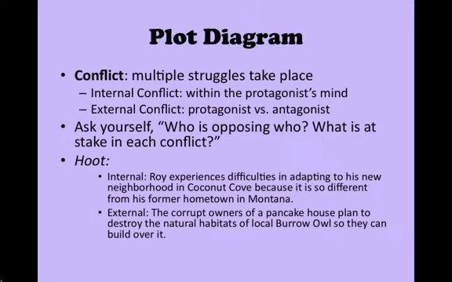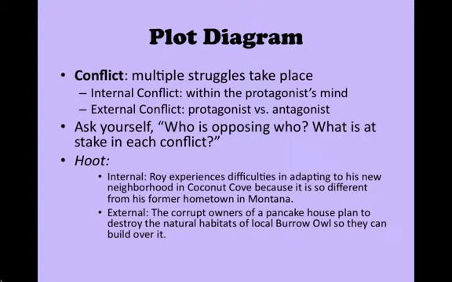During the conflict, multiple struggles take place, and there are 2 different types of conflicts. The internal conflict, which happens within the protagonist's mind, as well as the external conflict, protagonist versus the antagonist. You can ask yourself, who is opposing who? And what is at stake in each conflict?